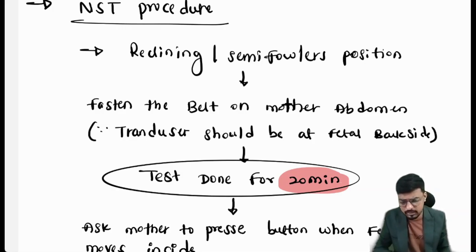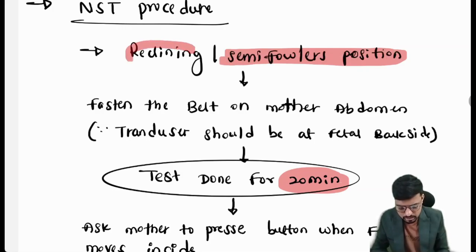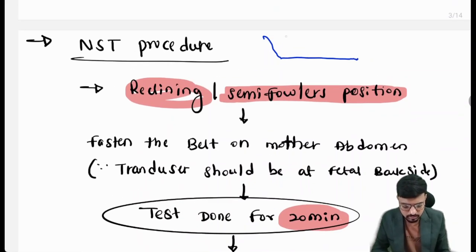After that, if the mother is ready, take the mother and give the semi-Fowler's position, or we can say the reclining position. I think you people have seen the reclining position. This is the table, it is not like this, it is like this. This is what we call the reclining position. We keep the patient in this particular position.